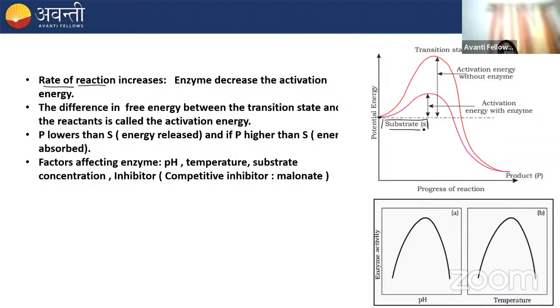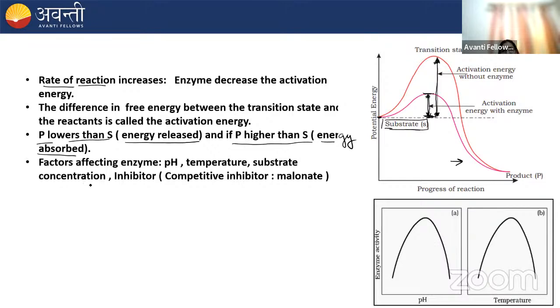This is a substrate, right? This shows the energy with enzyme, and this shows the activation energy without enzyme. You can easily make out the difference. The enzyme has lowered the activation energy, right? In this case, the product is lower than the substrate, that means the energy is released. The reaction would be exothermic. And if the product is higher than the substrate, the energy will be absorbed. Okay? I hope this is clear.